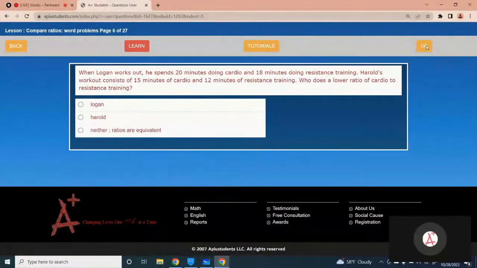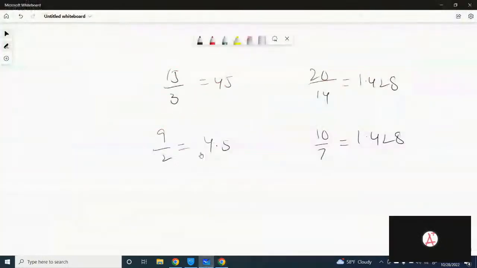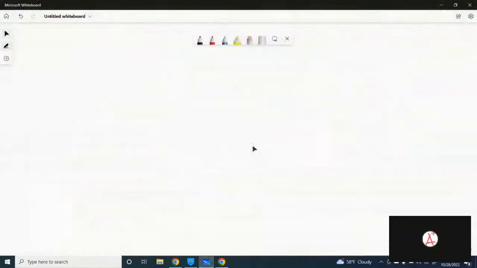Okay, when Logan works out, he spends 20 minutes doing cardio and 18 minutes doing resistance training. Harold's workout consists of 15 minutes of cardio and 12 minutes of resistance training. Who does a lower rate of cardio to resistance training? So the fractions are 20 by 18 and 15 by 12.